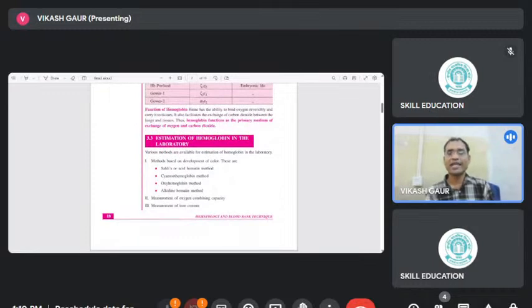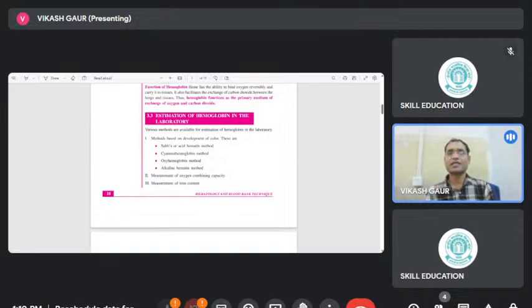The function of hemoglobin was already described in the previous part of the training. Heme has the ability to bind oxygen reversibly and carry it to the tissues. It also facilitates the exchange of carbon dioxide between the lungs and tissues. Hemoglobin is the primary medium of exchange of oxygen and carbon dioxide. Without hemoglobin, we can't exchange gases.